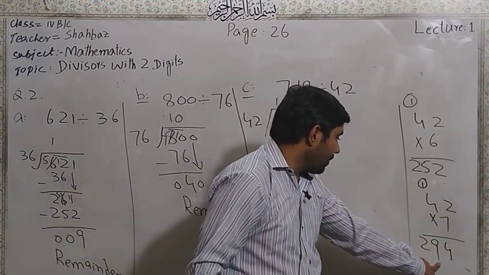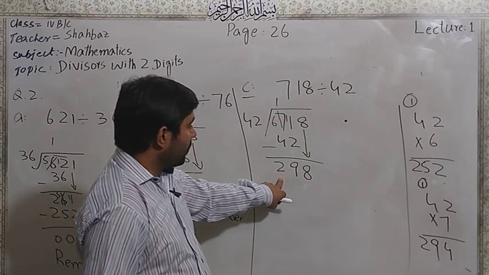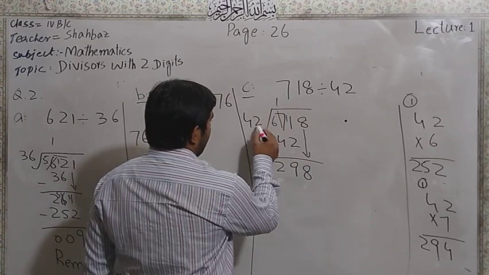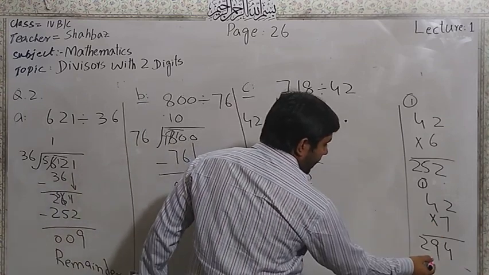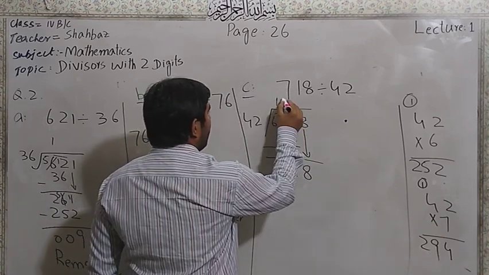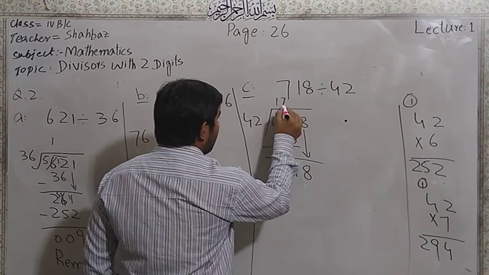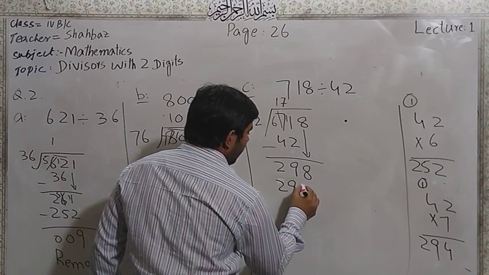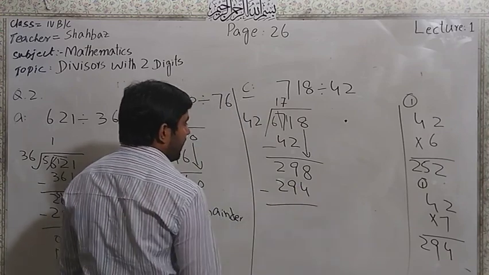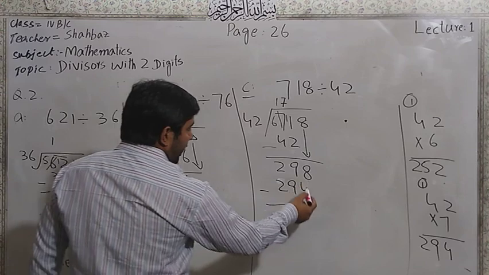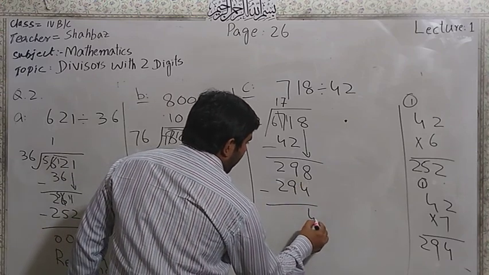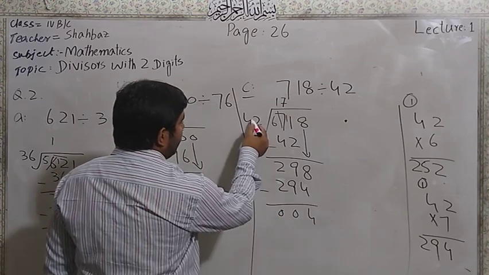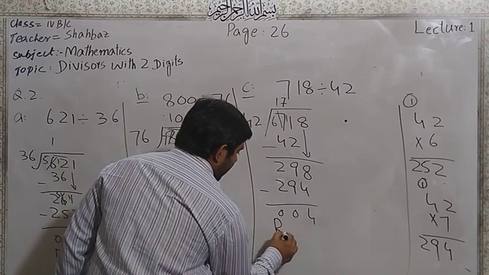Now this is very near to 298. 42 7s are 294. Now you have to subtract this one. 8 minus 4 will be 4. 9 minus 9 will be 0. 2 minus 2 will be 0. Now it's smaller than 42. It's remainder.